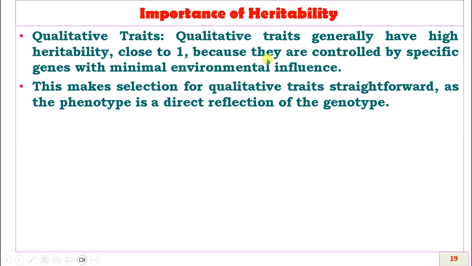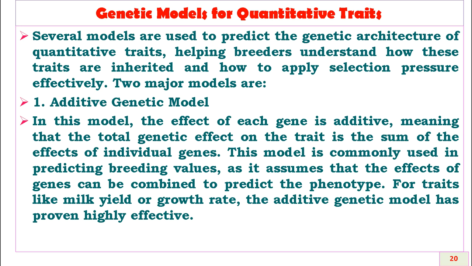Qualitative traits generally have very high heritability, for example the coat color, the horns, and also the figure. It is close to one because they are controlled by a specific set of genes with minimal environmental influence. This makes the selection of qualitative traits straightforward, as the phenotype is a direct reflection of the genotype. So when we compare to quantitative traits, it directly reflects the genotype of a particular animal, which always determines the phenotypic appearance of the output.